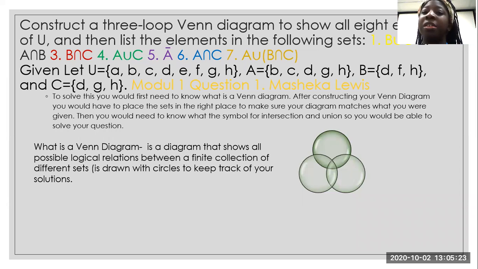Now, we also need to know what a set is. These are our sets. Sets can be anything from letters, numbers, and colors. It's just a grouping of things that we have to solve for.